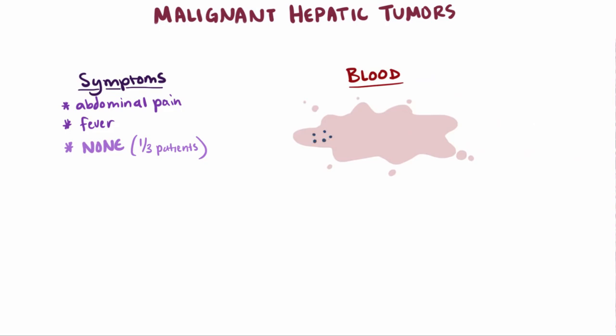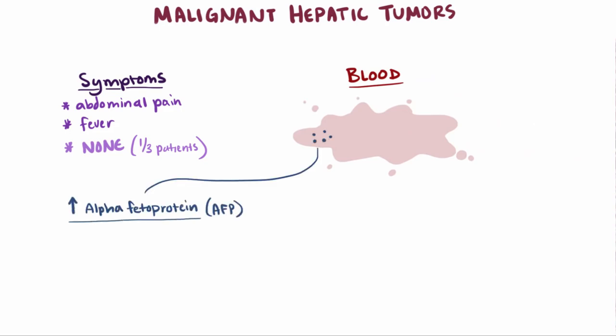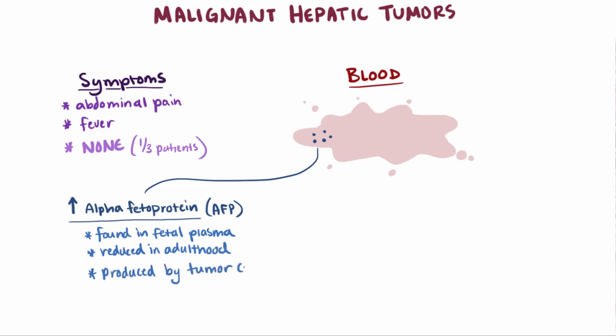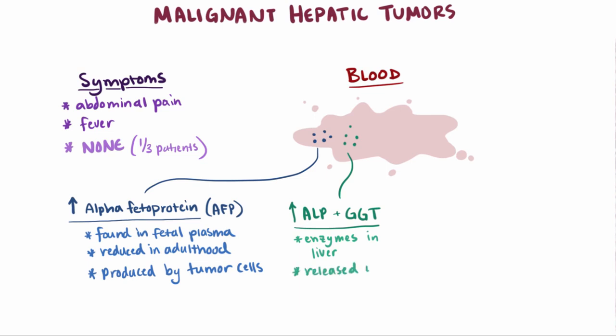Also, in the blood, a big-time indicator is an increase in alpha-fetoprotein, or AFP. AFP is normally found in abundance in fetal plasma, but drops off to smaller amounts into adulthood. AFP is also, though, produced by the tumor cells, or cells that are proliferating. So, as those tumor cells proliferate, more AFP than normal can be found in the blood. Blood ALP and GGT will be increased as well, both of which are enzymes typically found in the liver that can be released after liver cell damage.